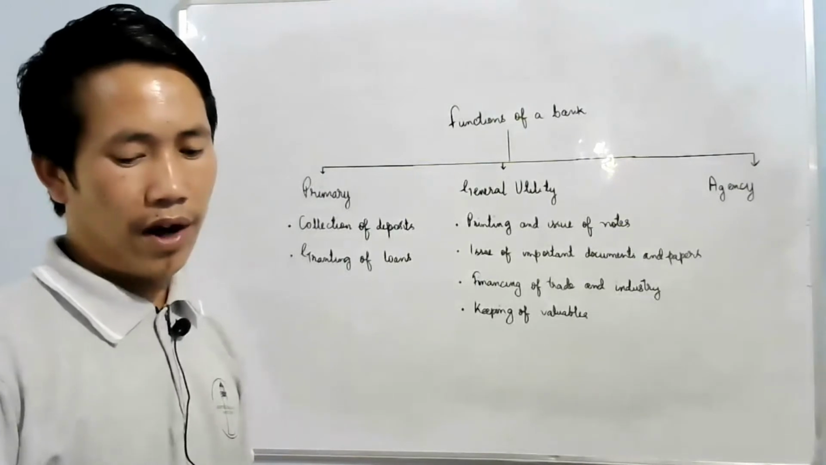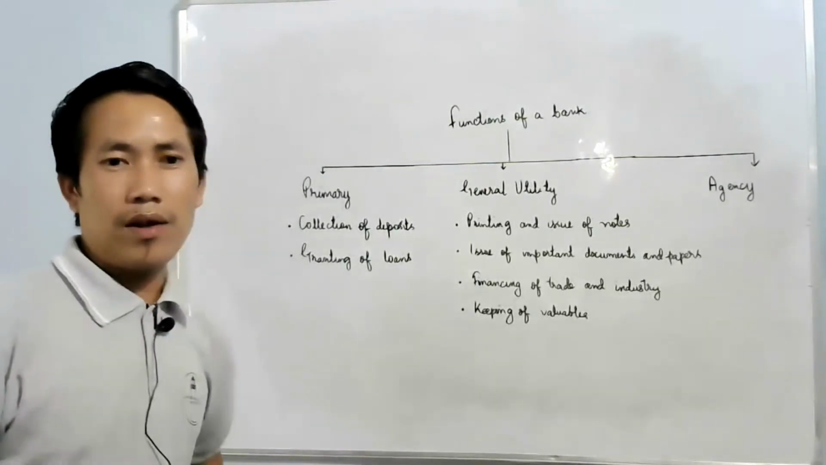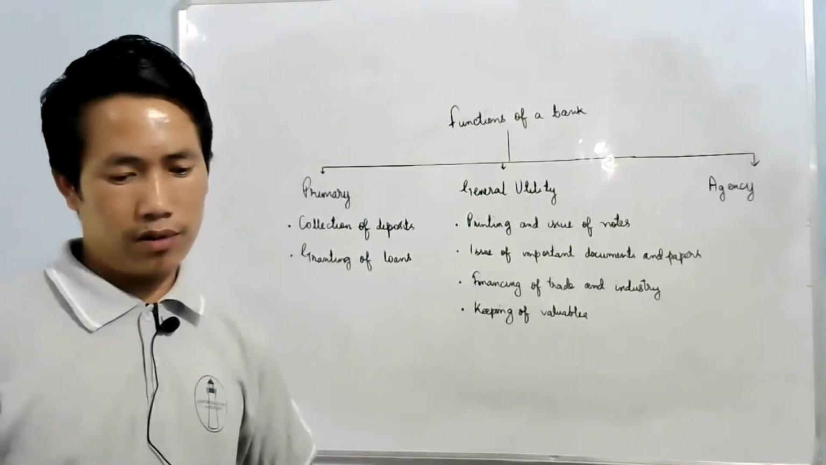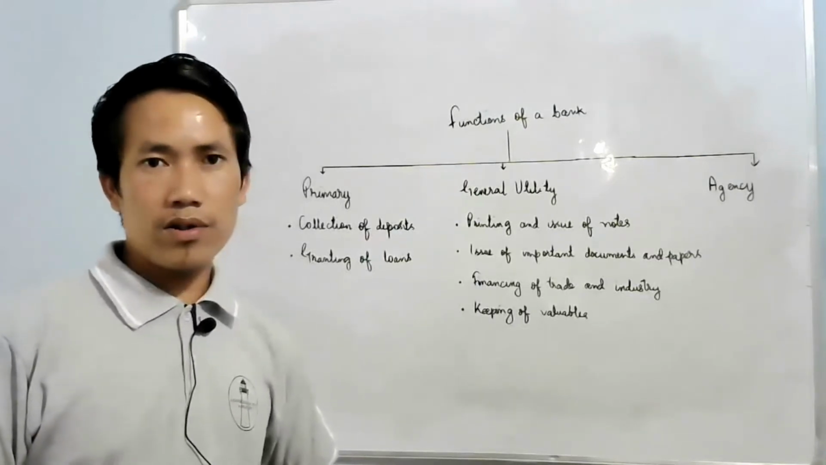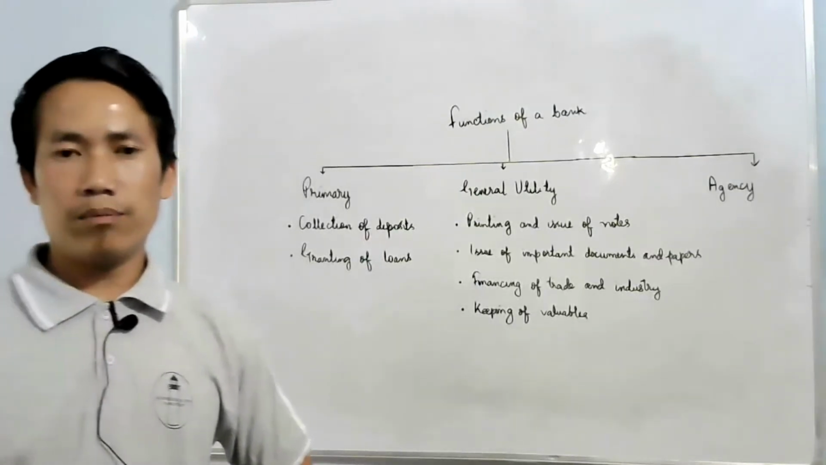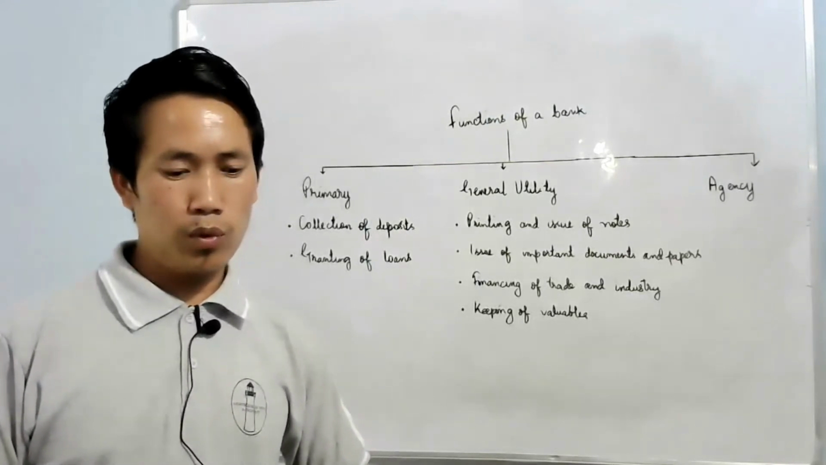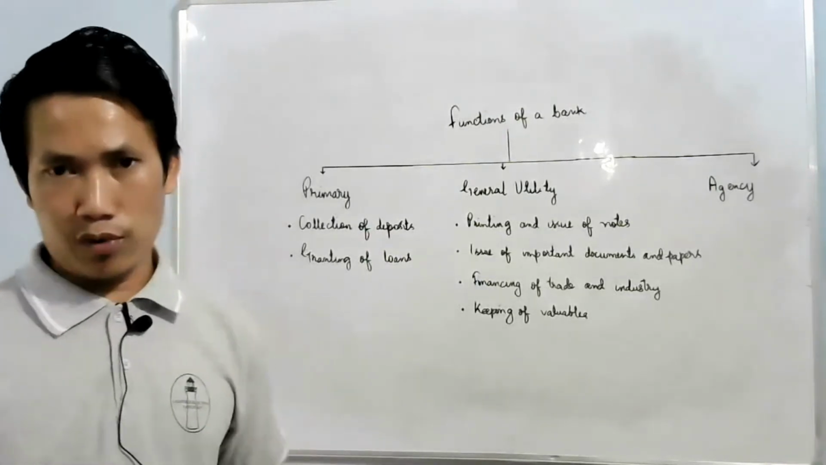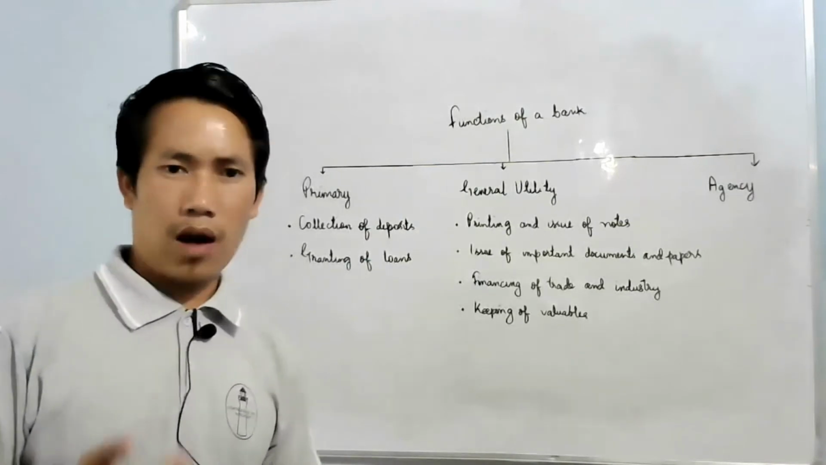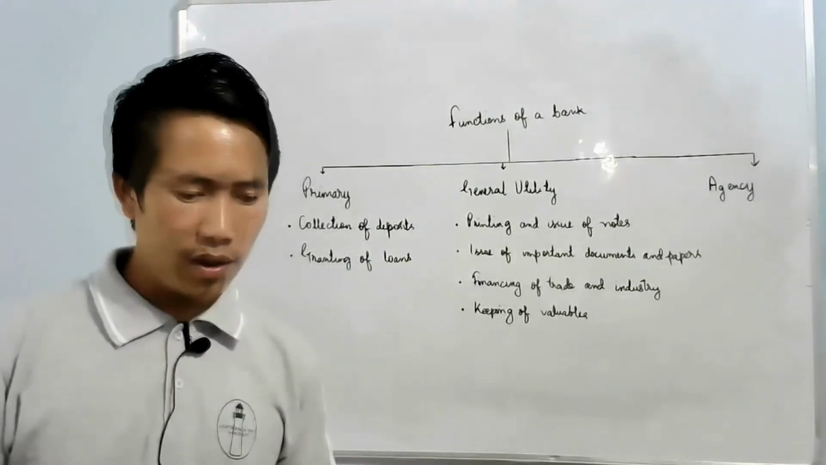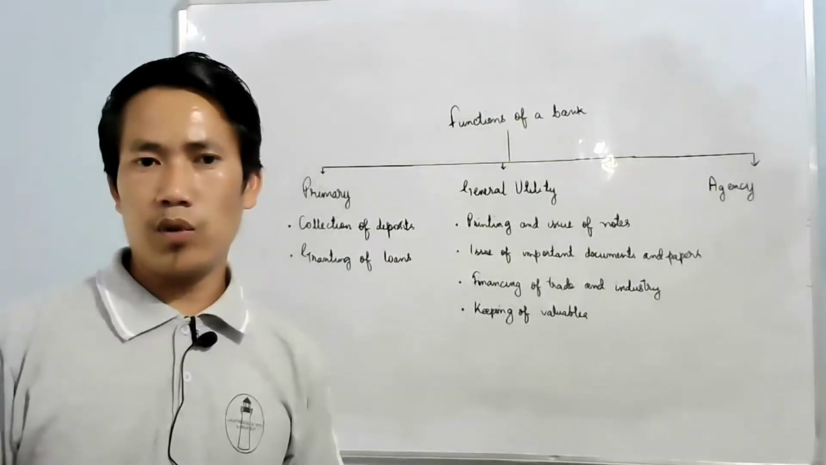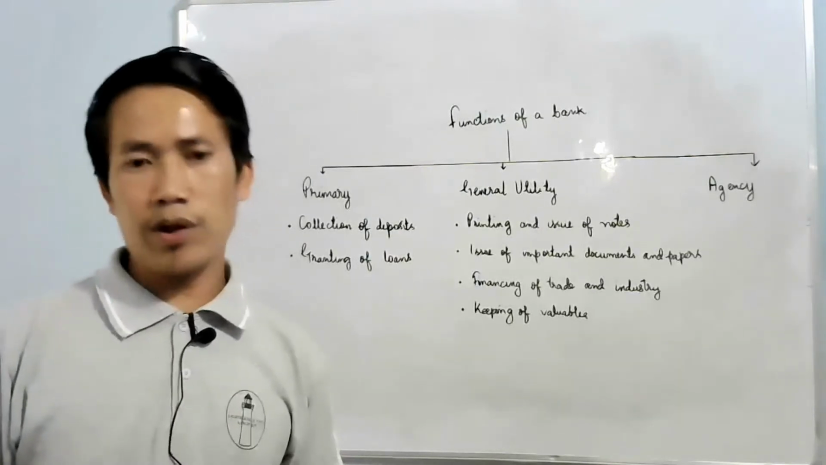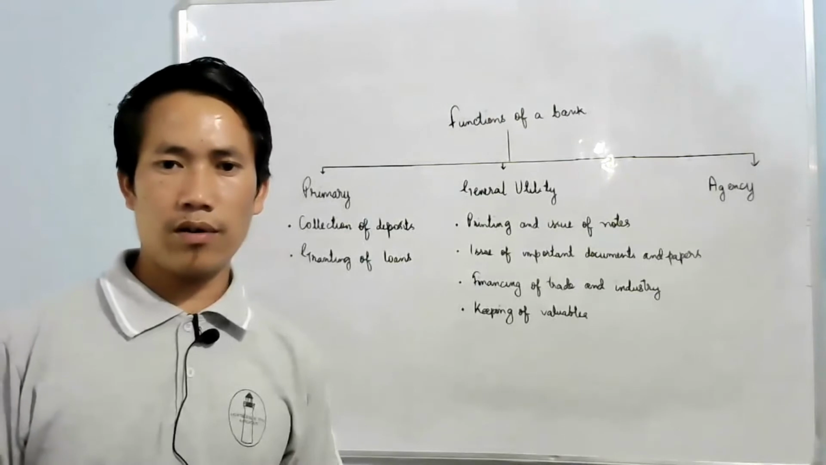And the next function is financing of trade and industry. In the development of trade and industry, the role of the bank is very essential, very great. What the bank does is they extend both long-term and short-term loans to trade and industry. So what are these loans going to be used for? Trade and industries will take either short-term or long-term loans so that they can use it for the purchase of capital goods or raw materials. So in this way, the bank helps a lot in financing of trade and industry.